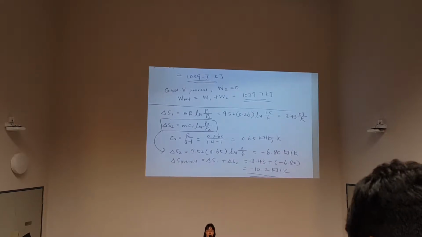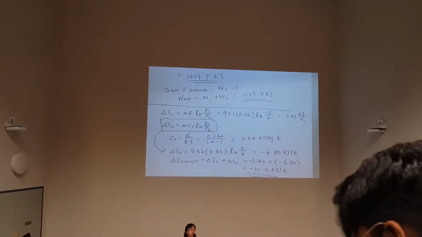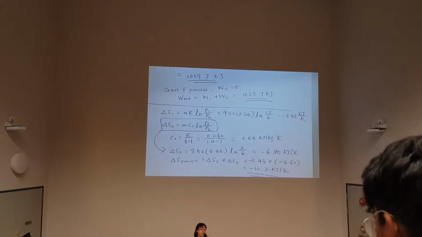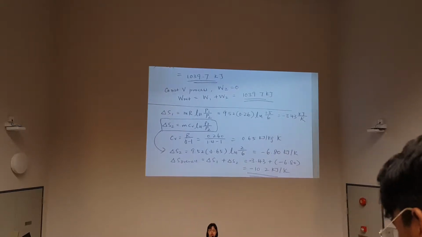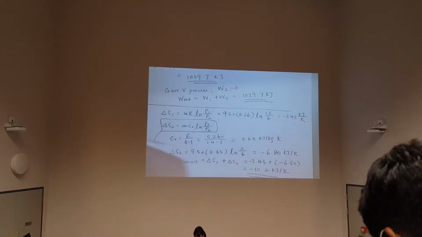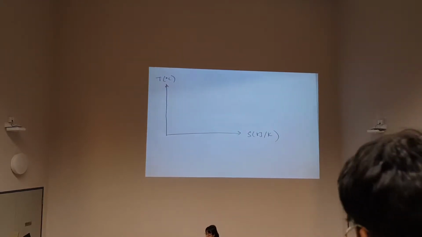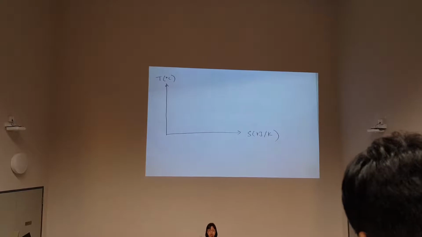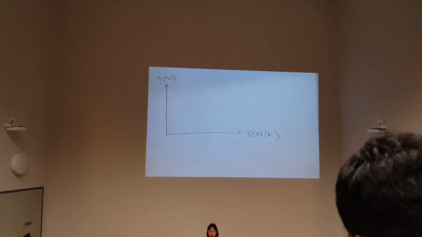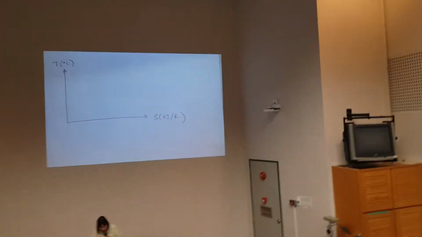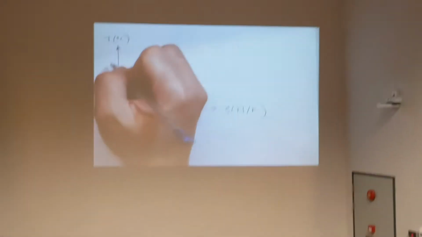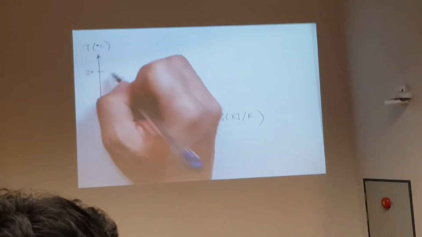Okay, let's look at the graph. So remember to draw the TS diagram for the temperature and the entropy change, right? So this is our TS diagram. So what do we know initially? The first step is an isothermal step. Temperature remains constant at 30 degrees Celsius. Okay, so you have 30 degrees Celsius.